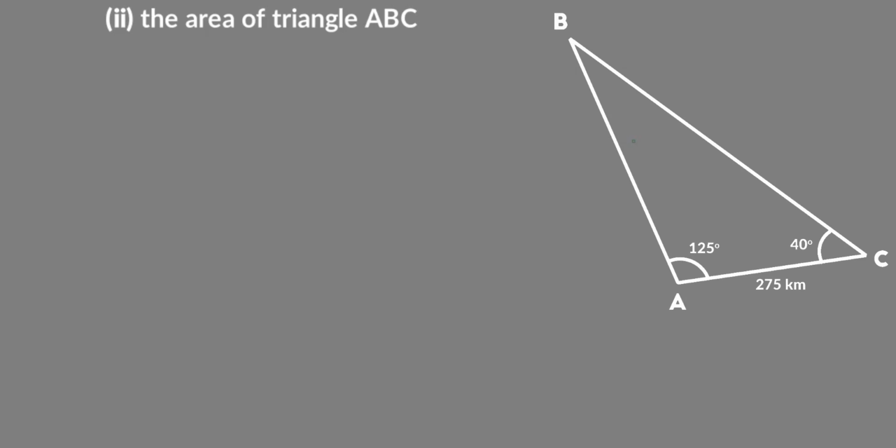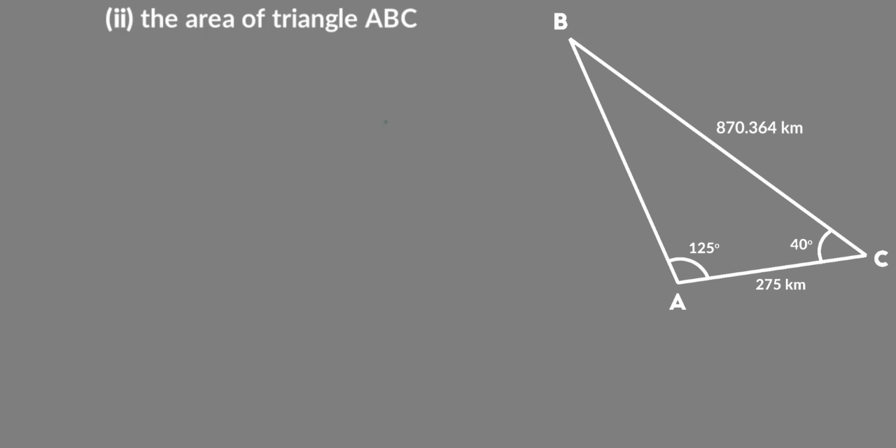The next question in this past paper is finding the area of the triangle ABC. Like I said, you ask yourself one simple question: do I have two sides and the angle between them? Of course we do. After we calculated the distance BC in our triangle, you can see that we've got two sides, the side AC and the side BC, and then we also have the angle between side AC and side BC, which is 40 degrees.